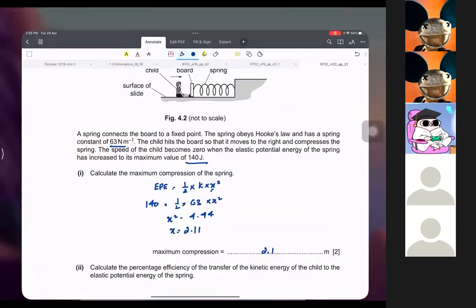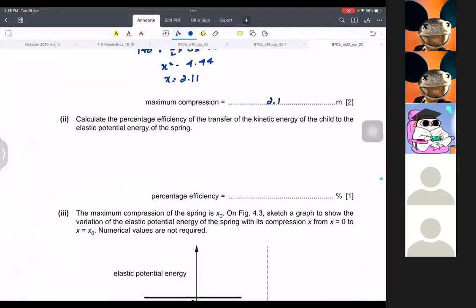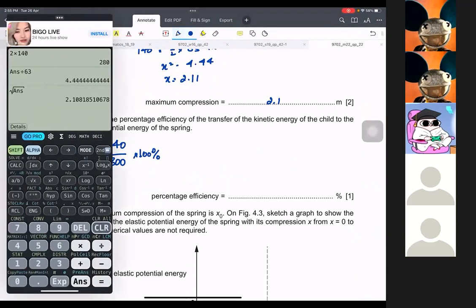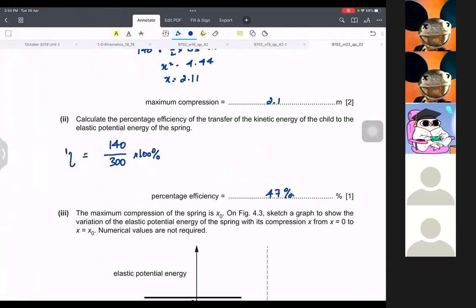Okay, then calculate the percentage efficiency of the transfer of kinetic energy to elastic potential energy. Now kinetic energy, the output was 140, the input was 300, times 100%. That should be the efficiency. So that is 47%. It's pretty easy paper, I believe.